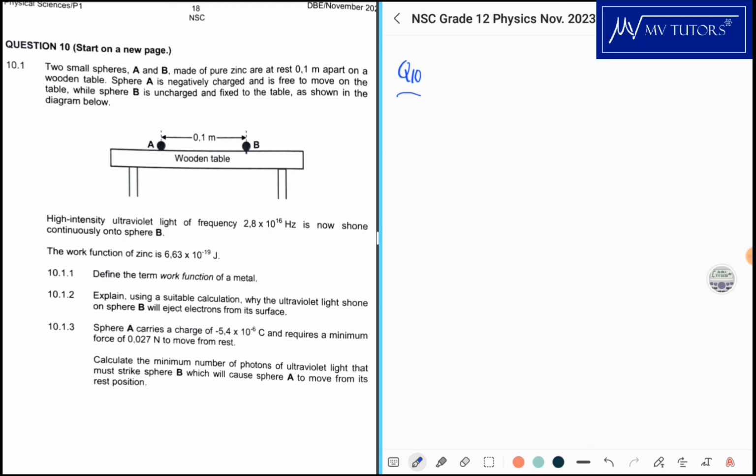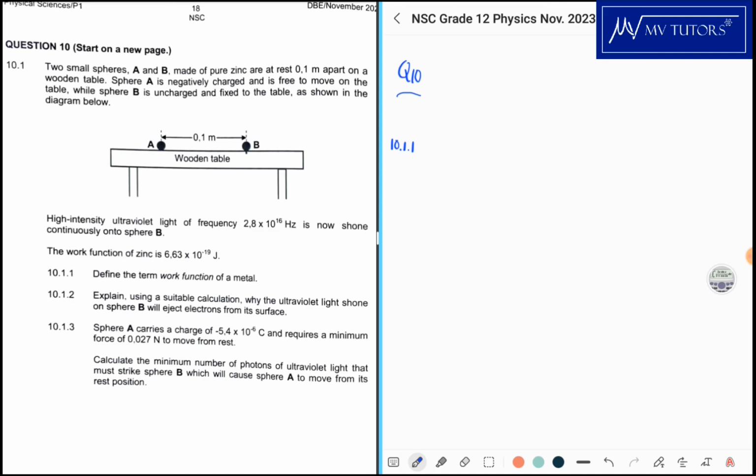So now high intensity ultraviolet light of frequency 2.8 times 10 to the 16 hertz is shone continuously onto sphere B. The work function of zinc is 6.63 times 10 to the negative 19 joules. Okay, so 10.1.1. The first question asks, define the term work function of a metal.